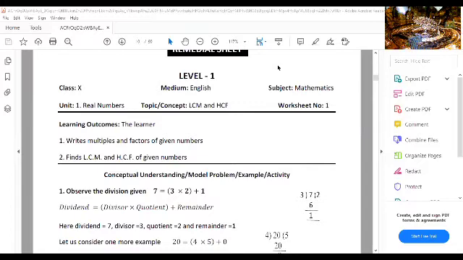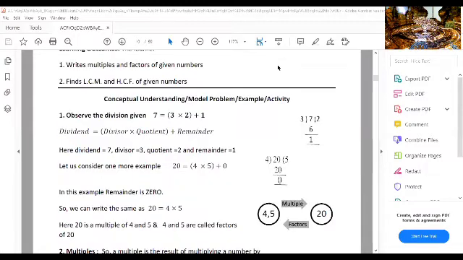Today we are going to learn multiples and factors of given numbers and also LCM and HCF of given numbers. First, we have to observe the division. Here given 7 divided by 3. Observe here by division method, we take the dividend as 7 and the divisor is 3. Now we have to divide 7 by 3.